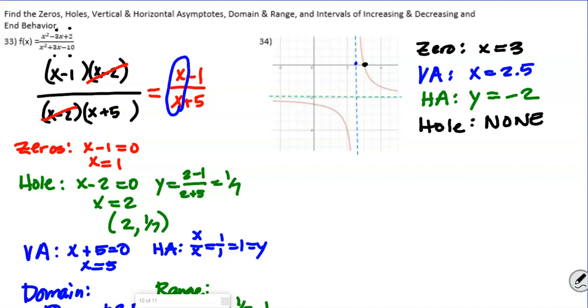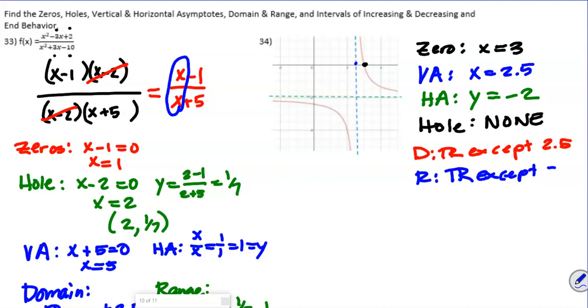Then we want to look at our domain and range. Our domain is going to be all real numbers except, and we don't have a hole this time, so all we need to do is talk about our vertical asymptote. And our range is going to be all real numbers except our horizontal asymptote, which is -2.